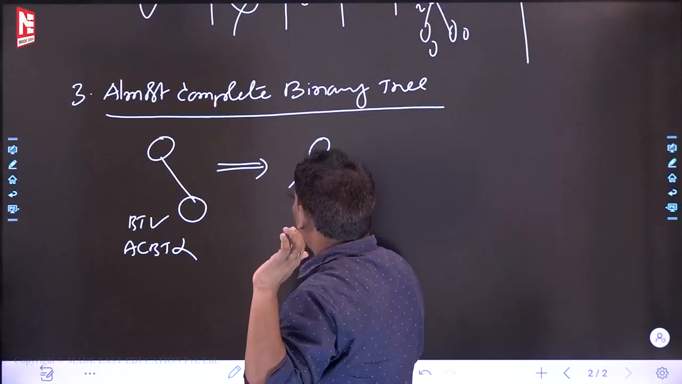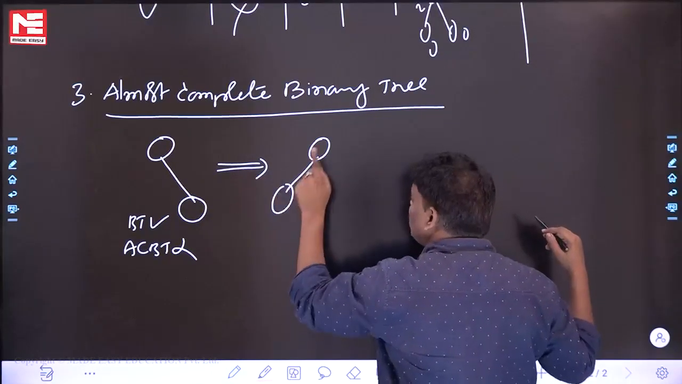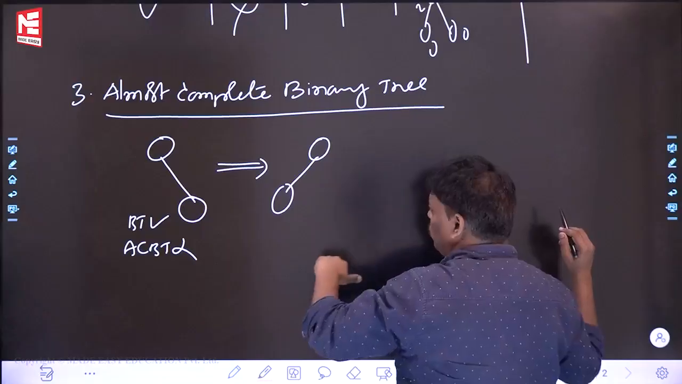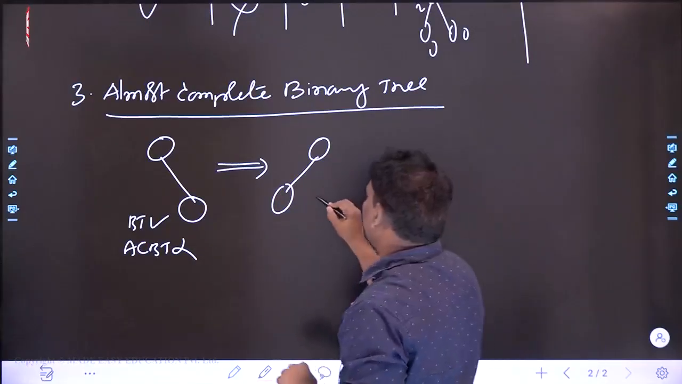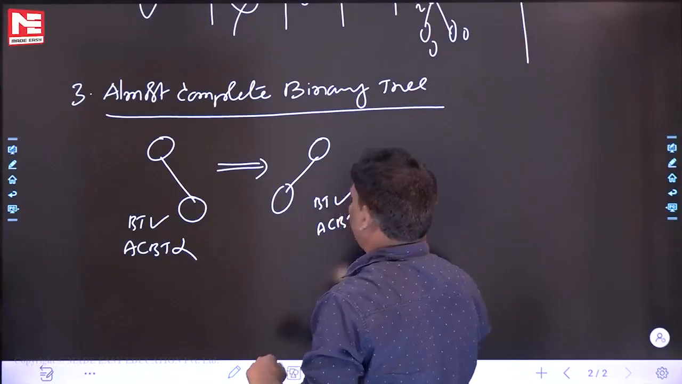What is the answer? See this one, right? After left only I will go right. If I don't go right, there is no problem. But one thing, after left only right. If at all you want to go, after left only right. So, what is the answer? It is a binary tree. It is an almost complete binary tree also.